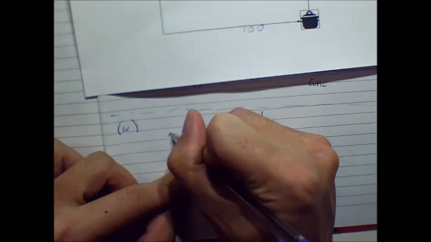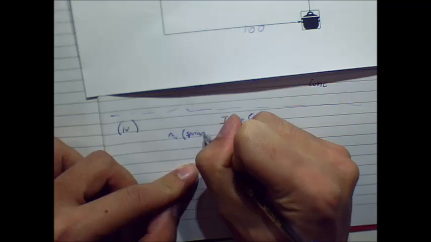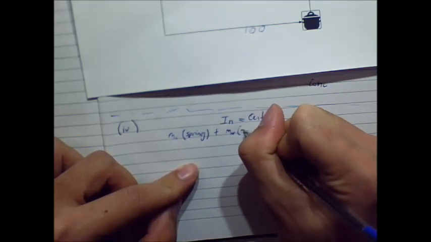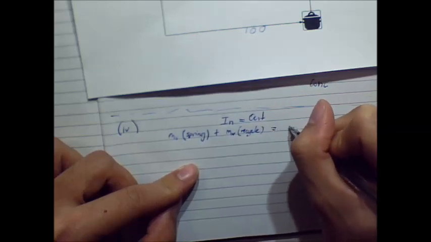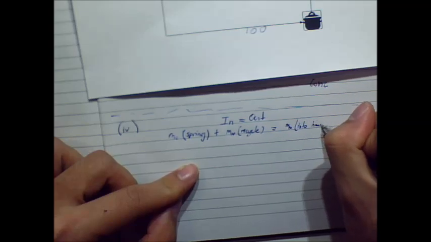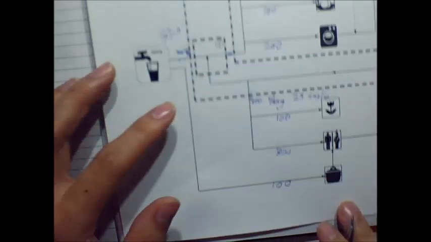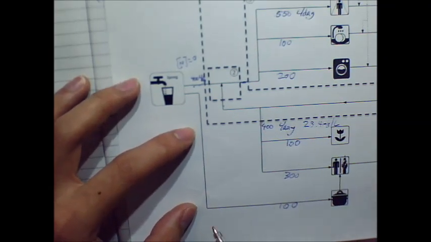Okay, so our inputs are going to be the mass flow rate of nitrogen in the spring water plus the mass of nitrogen in the recycle, which is equal to the mass of nitrogen going into the household. Remember, you can call these whatever you want, but it's important to label what they are on the diagram if you're writing a report, so the reader knows exactly what you're talking about.